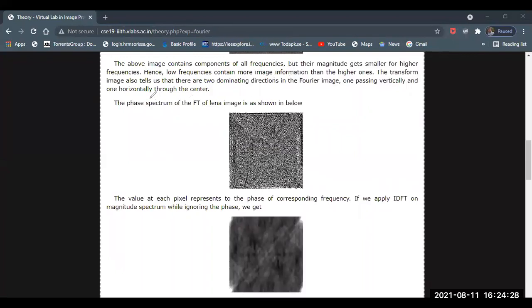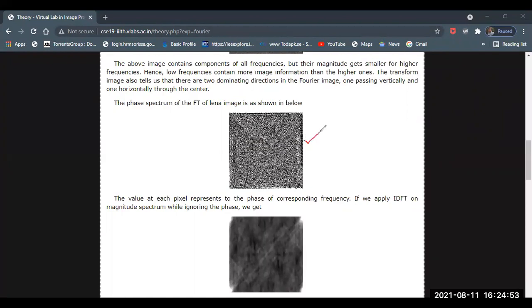And the transformed image also lets you understand two dominating directions of the Fourier image, one passing vertically and one passing horizontally at the center. Now you can imagine two lines passing through it, one passing horizontally and another passing vertically. These two lines are dominating in these two directions.